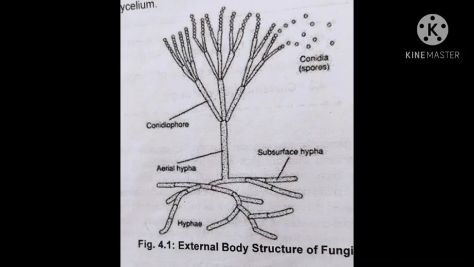Students, now we are going to see another group of cryptogams, that is fungi. Fungi belong to the division Thallophyta. The general characteristic features of fungi: they are small, microscopic, eukaryotic, filamentous, branched, spore-bearing organisms. The fungi lack chlorophyll. Their cell wall is made up of chitin, cellulose, or both materials.